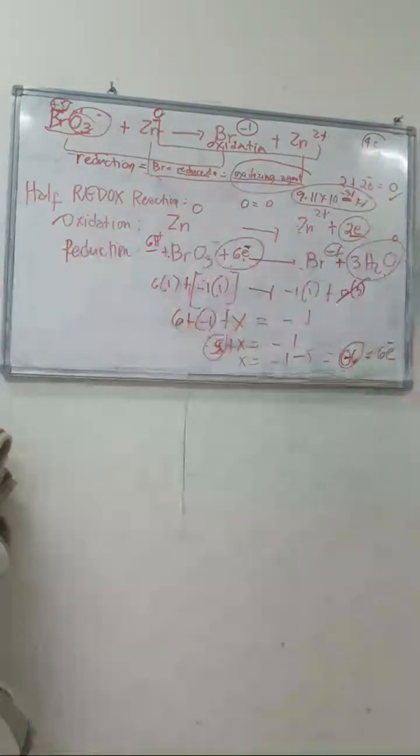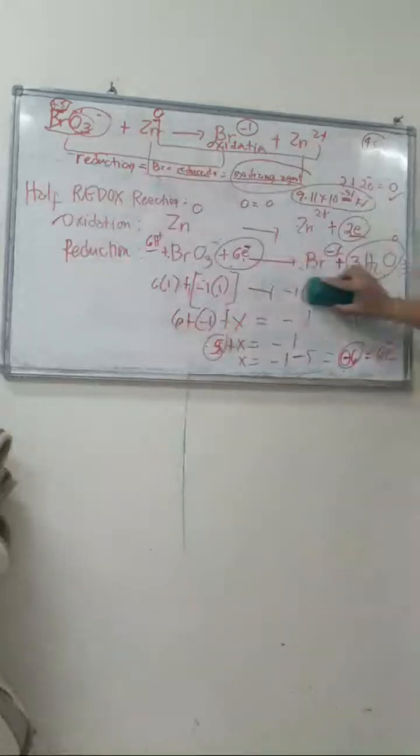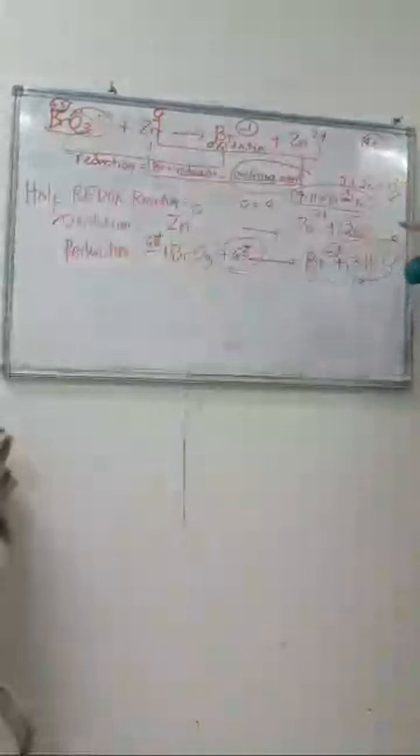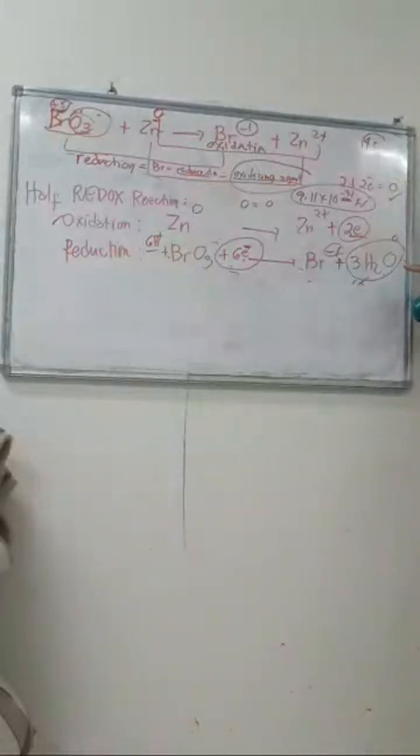So 6 electrons. Okay, erase this. Sorry for the very congested space in my work. Now you have 6H plus bromate plus 6 electrons is equal to bromide plus 3 moles of water.